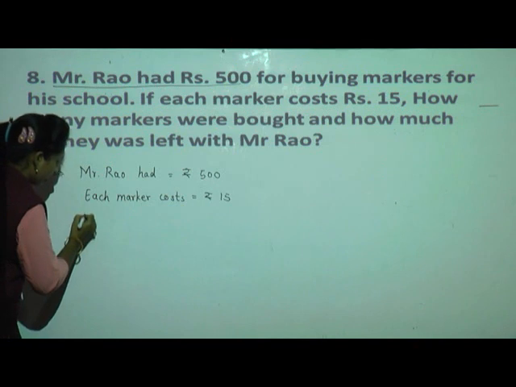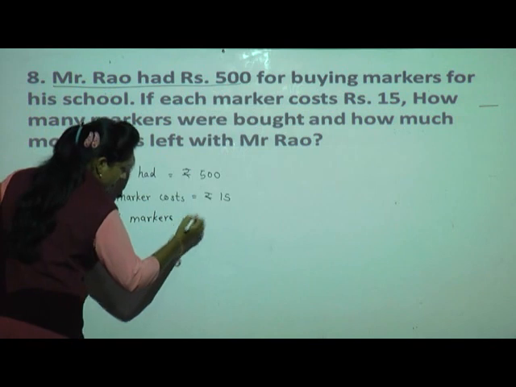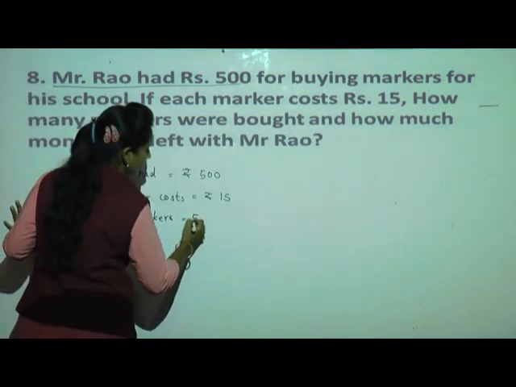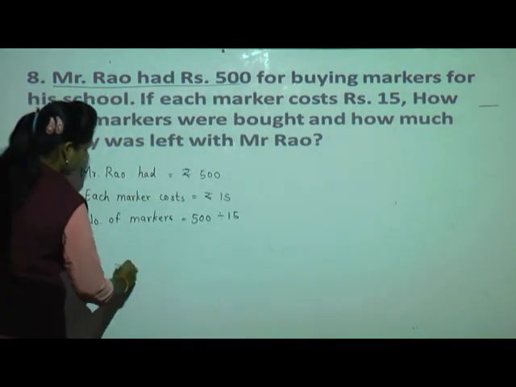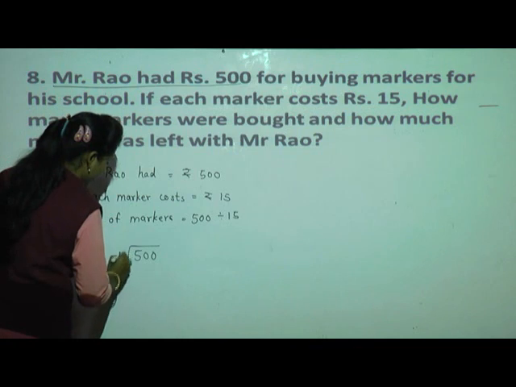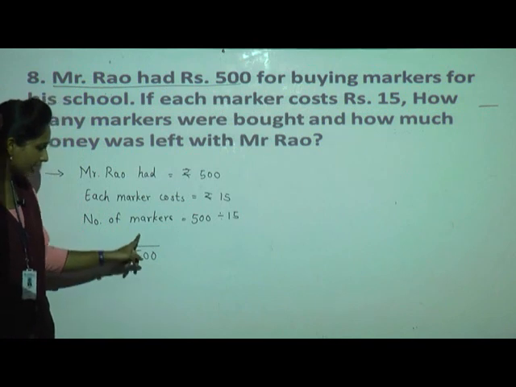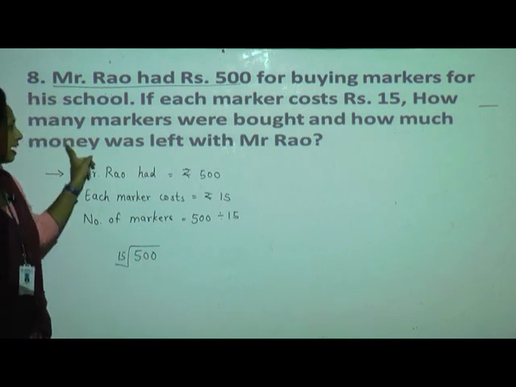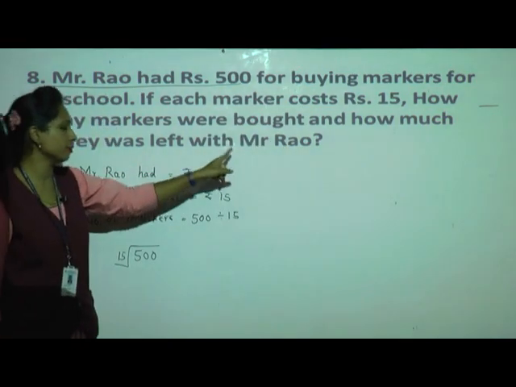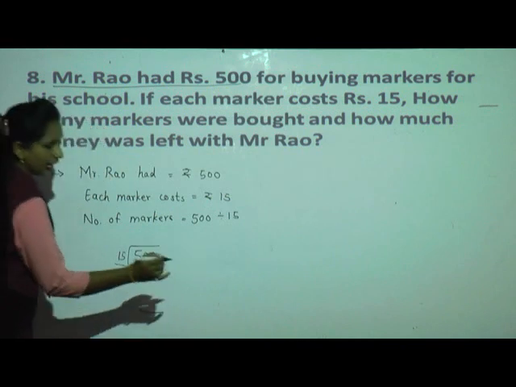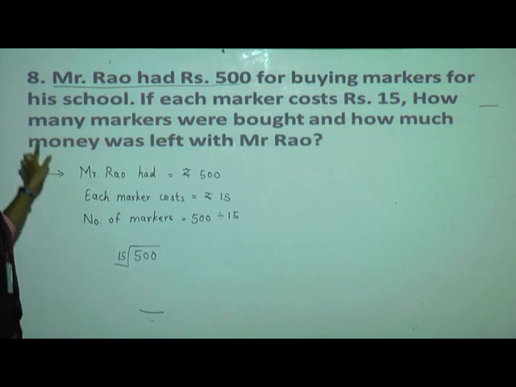Okay. Now we have to find out number of markers, isn't it? Number of markers is equals to what you will do? 500 divided by 15, isn't it? So you will do the division. 500 divided by 15, whatever answer will come and whatever will be remaining, see whatever answer will come, that will be dash dash markers were bought and how much money was left with Mr. Rao. So whatever remainder will come, that much money was left with Mr. Rao. Got it? See, full answer is there.